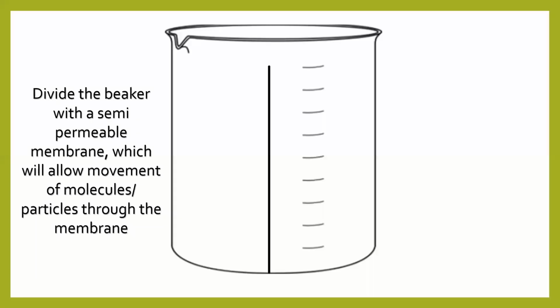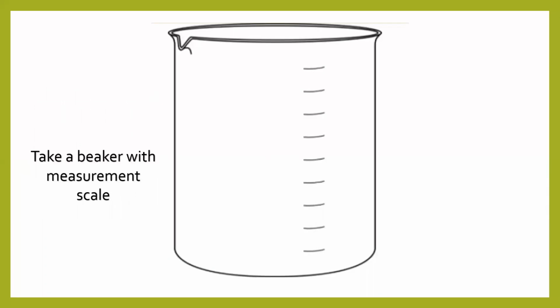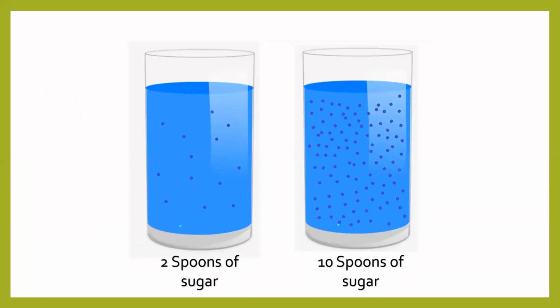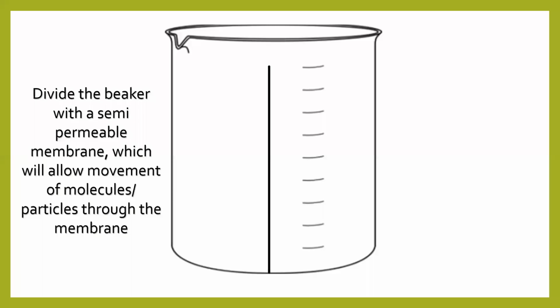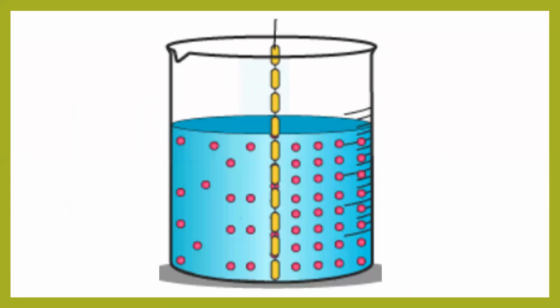through the membrane. Now what I'm doing is I have 2 glasses of solution, right? On the left hand side, I will be pouring glass A solution, and on the right hand side, I will be pouring glass B solution. Just to revise, glass A is the one which has 2 spoons of sugar and glass B is the one which has 10 spoons of sugar dissolved. And I'm pouring them here.